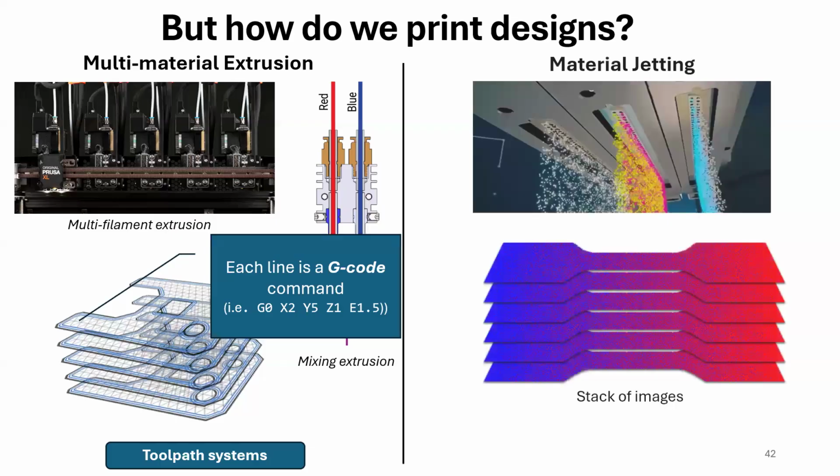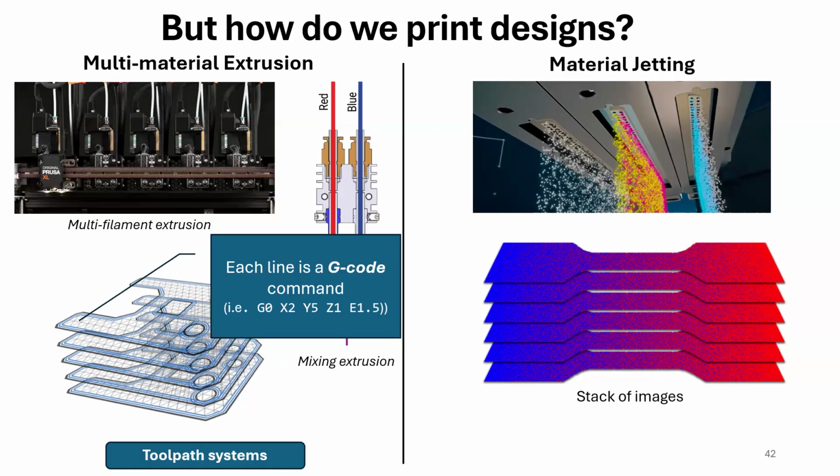In contrast, we have material jetting systems. These are a little bit more akin to your desktop 2D inkjet printer, but work in 3 dimensions. Where your 2D printer might drop ink droplets onto a piece of paper, this is going to drop photopolymers and then cure them with UV light, stacking them into layers.